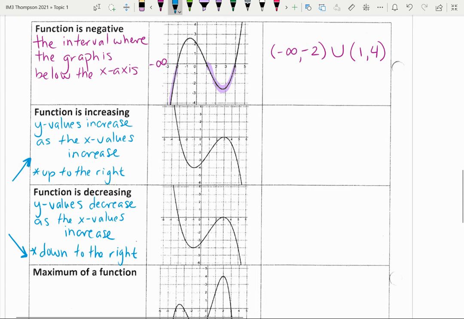So a function is increasing if the y values increase as the x values increase. So think about as you're going to the right, the graph's going up. Whenever I read a graph, just like I read a page, I always read left to right.